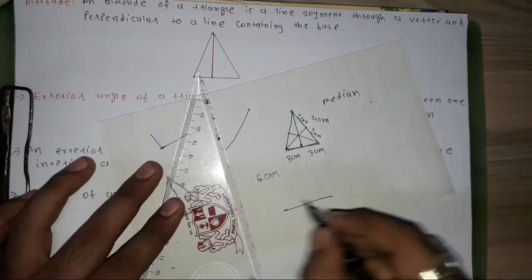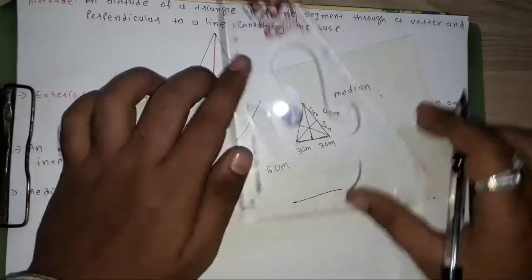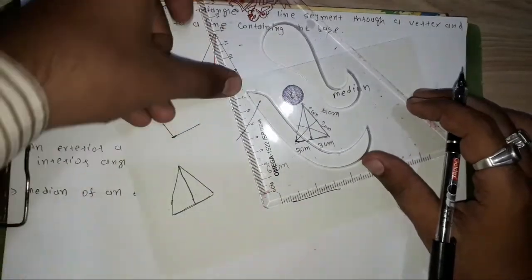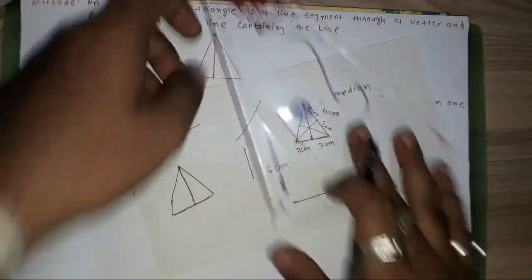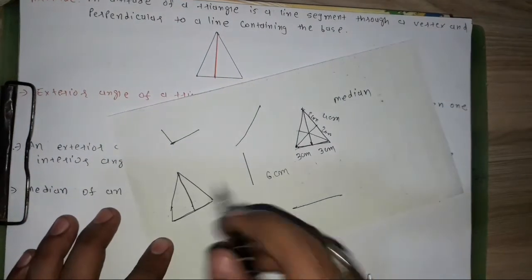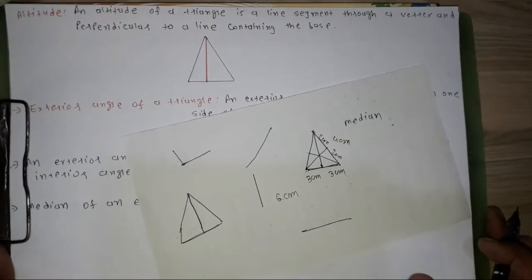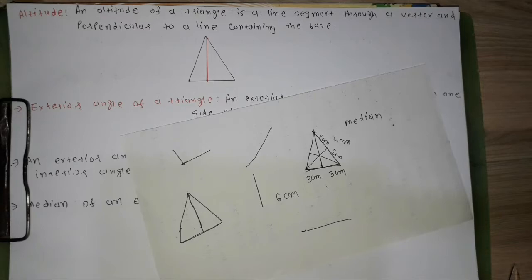So perpendicular to this line, I can draw a perpendicular here. If I put my set square here, the perpendicular to this line will be this line. Similarly, this line is perpendicular to the base. That is called the altitude of a triangle.